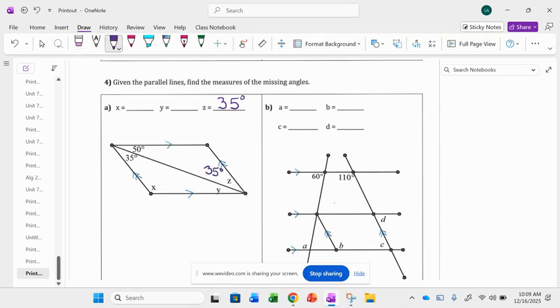All right. Does anybody see anything else? Good. Why? Yep. We have another Z right here with the 50. Do you guys see that Z? That's the more obvious Z, actually. So Y is 50 degrees.